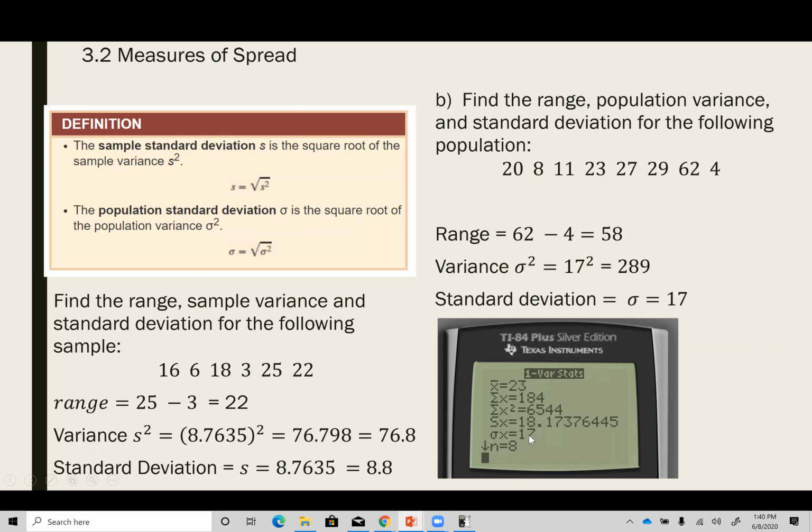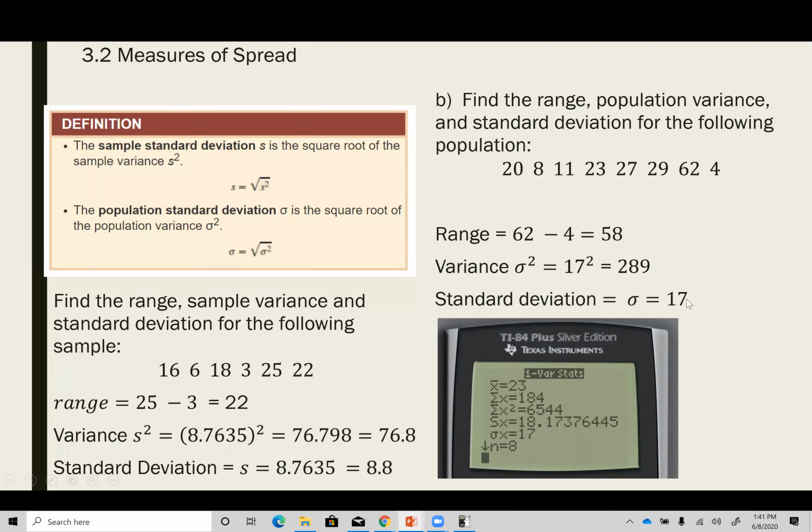Why do I use sigma here? Someone might ask. The reason I use sigma is because we are dealing with population standard deviation or population variance. That is a very important key for you guys, and one of your goals from here on out is to determine when we are using S for sample and when we are using sigma for population. The reason I use sigma right here, 17, is because we deal with population.